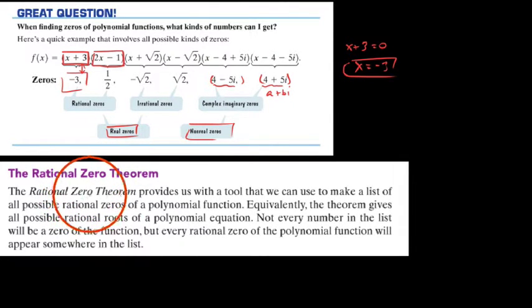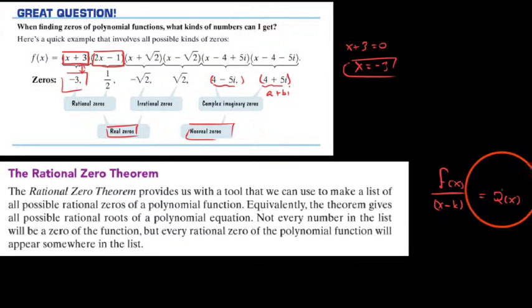It says the rational zero theorem provides us with the tool that we can use to make a list of possible rational zeros for a polynomial function. So the idea here is this: we're going to be given some f of x, and we're going to say, can we go factor this? And probably not on our own, but what we're going to do is try to find a factor that goes in evenly so that now we end up with this quotient here that is something that we might be able to factor on our own.